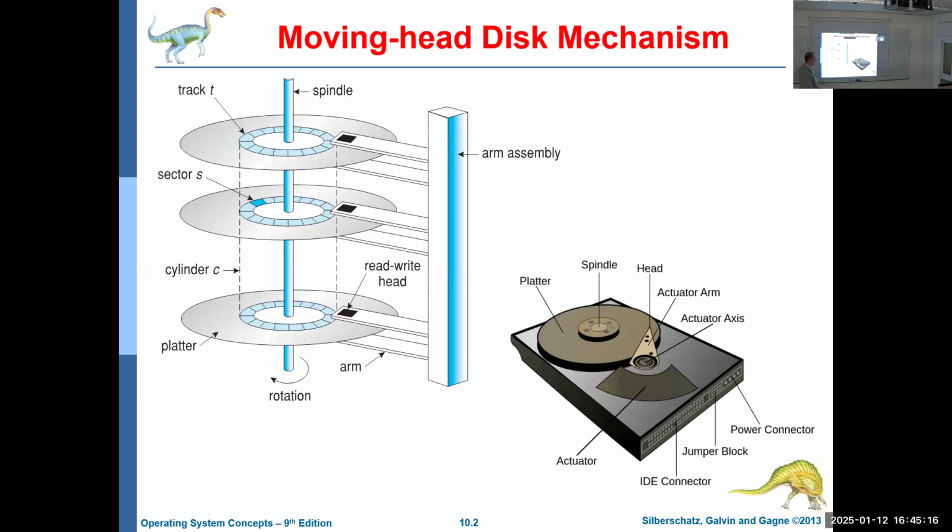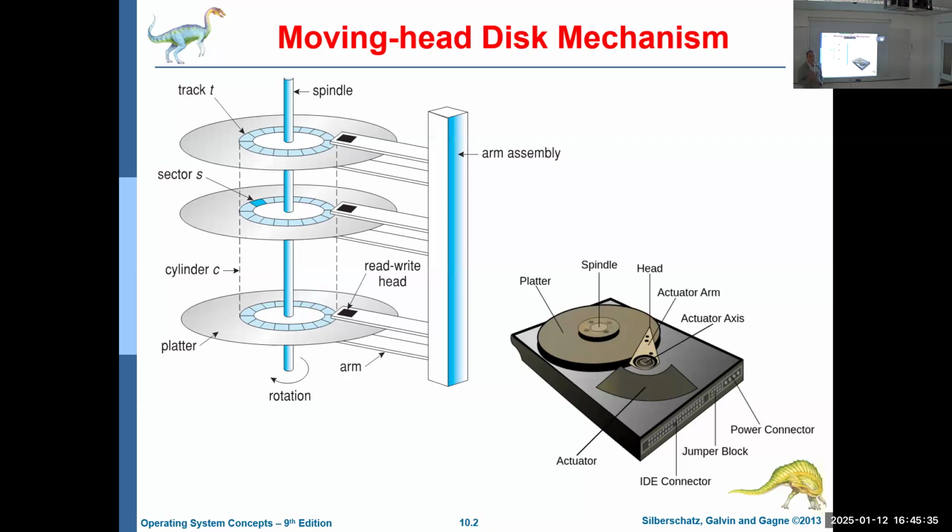And then what's a cylinder? A cylinder is an imaginary kind of thing, but it's saying like this: imagine the head is hovering over this track. Well, it's also hovering over this track and this track. So if you imagine all the 10 tracks, one on top of the other, sort of forms a cylinder. So it's actually concentric cylinders.